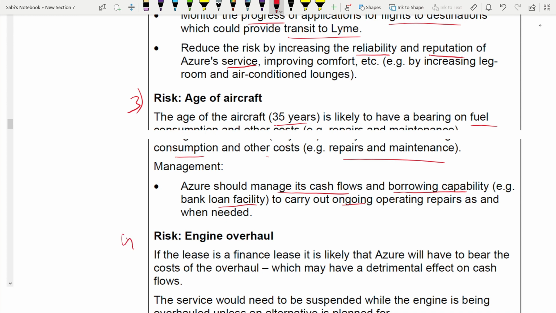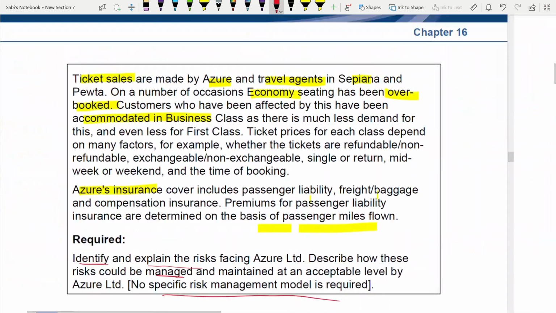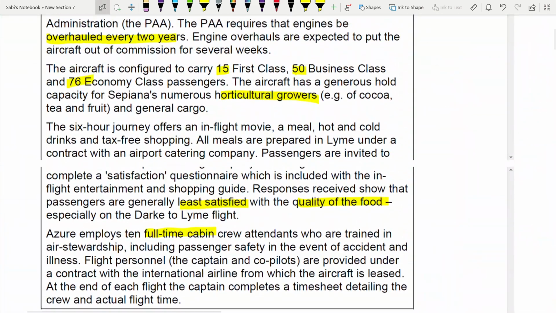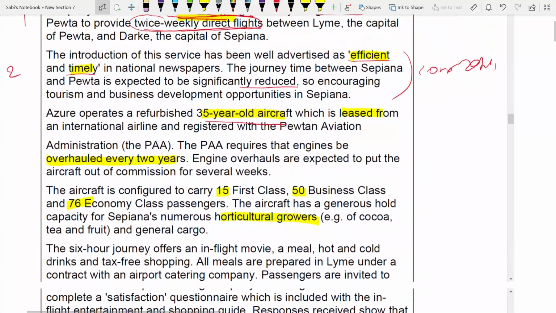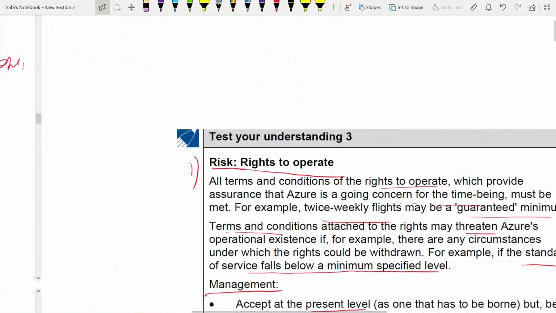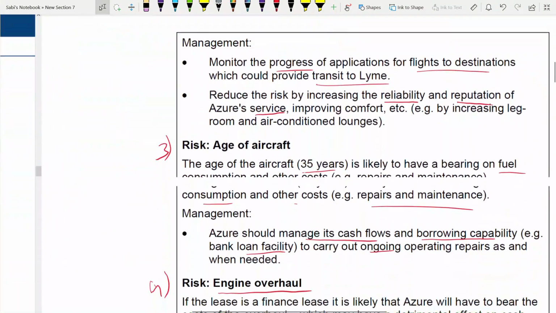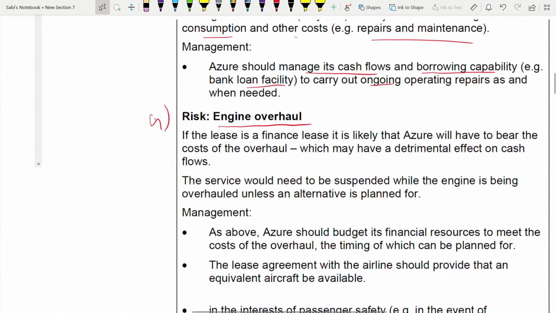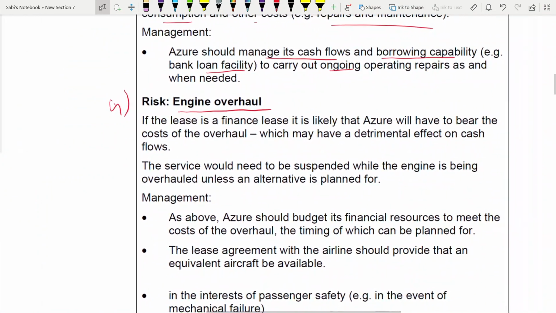Fourth is engine overhaul. This is for the airline industry, you're talking about the risk. Okay, if you go here, this is the third paragraph. Then the fourth is overhauled engine. So this will tell you engine overhaul. What's happening here?